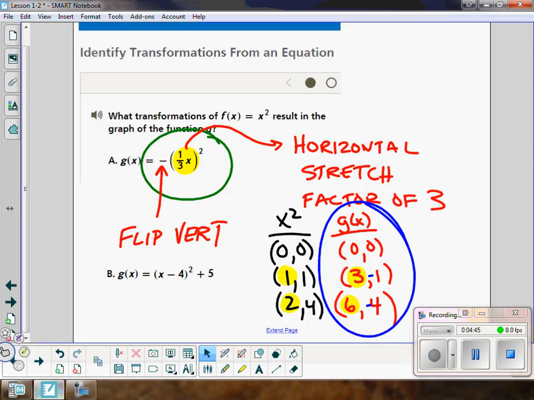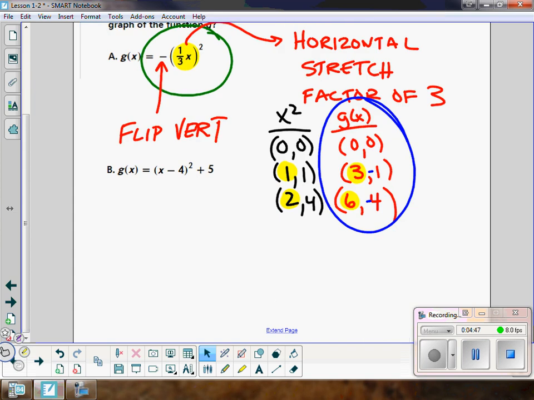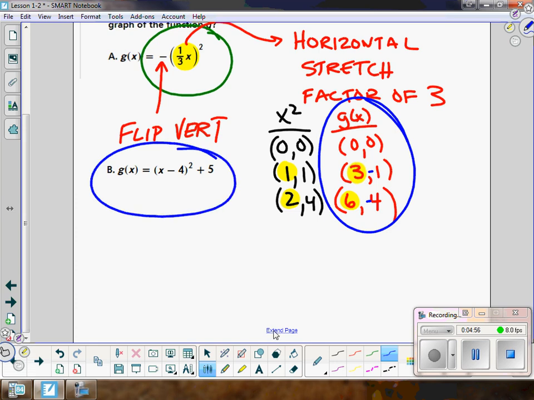Example B. Let's move on. Here we go. We're looking at g of x this time. I don't think I'm actually going to bother graphing this one. This one's pretty straightforward. It's going to move 2 ways. The -4 on the inside is going to make it go right 4, and the plus 5 on the outside is going to make it go up 5.